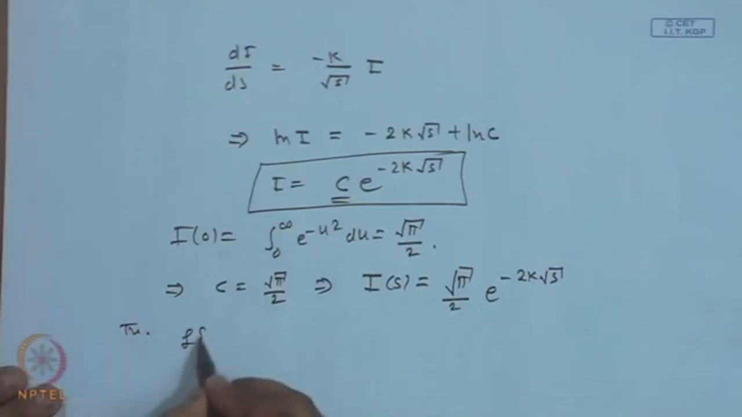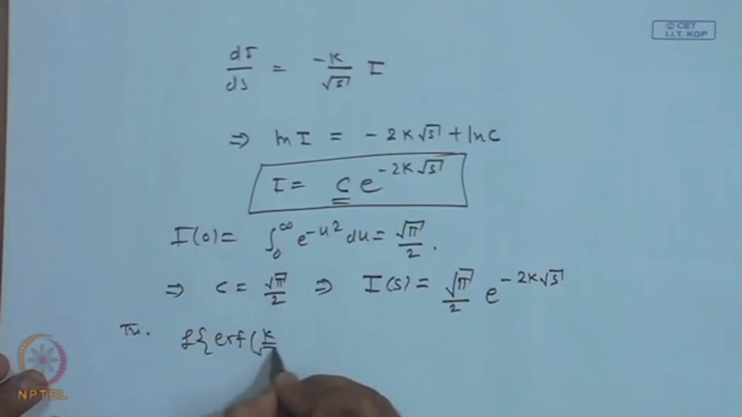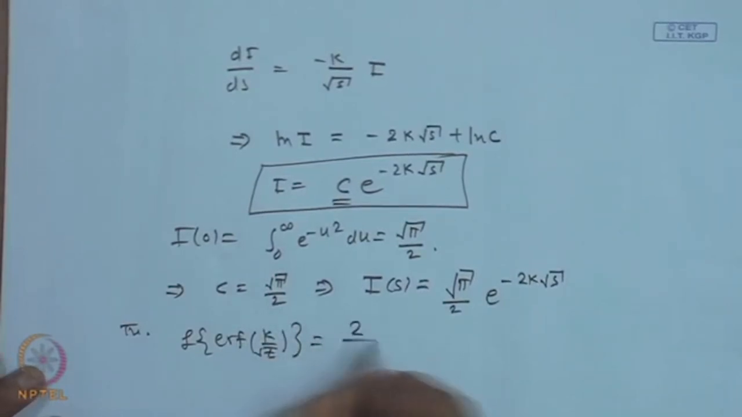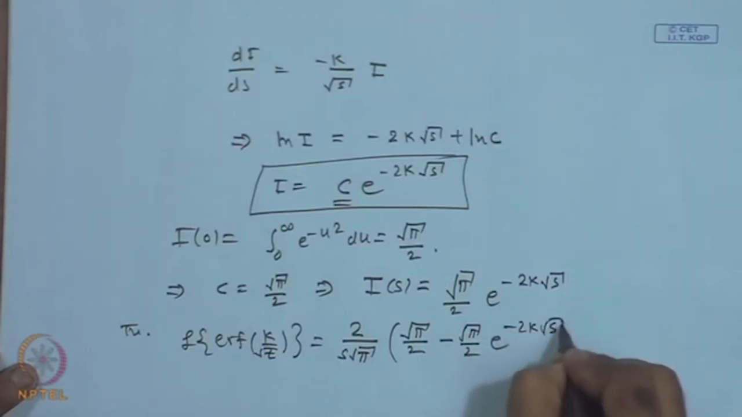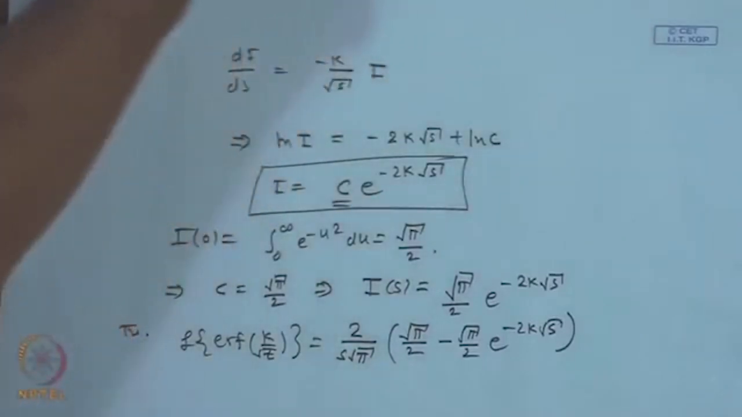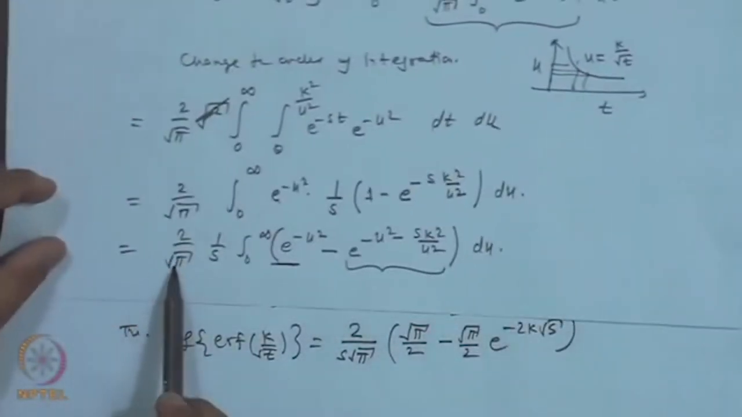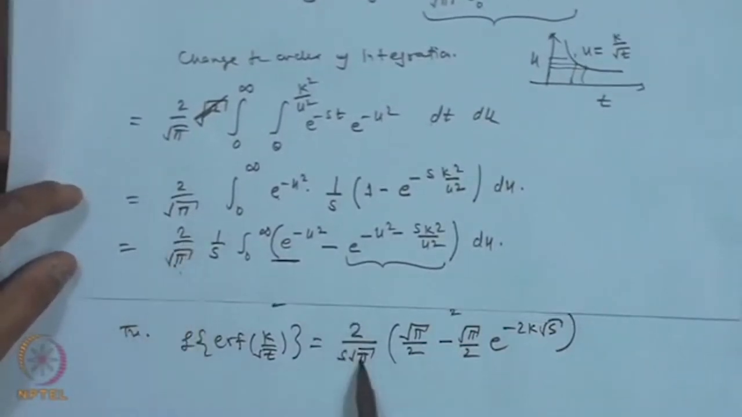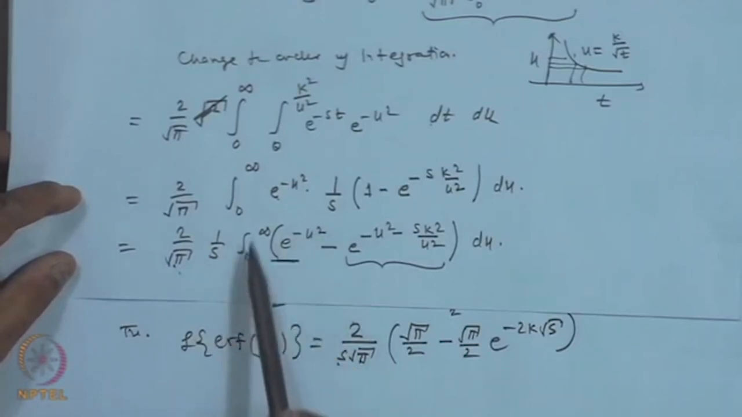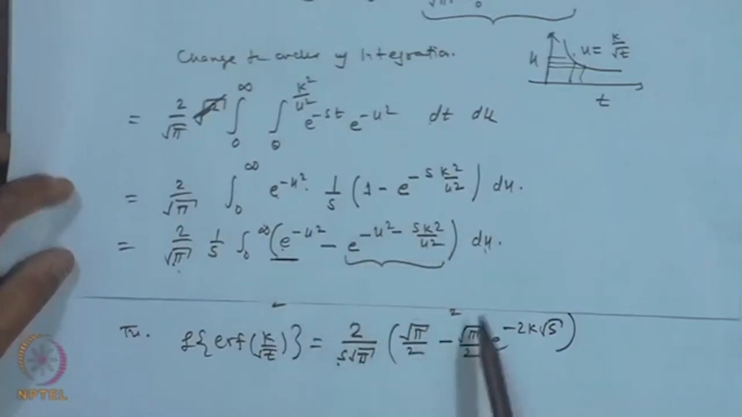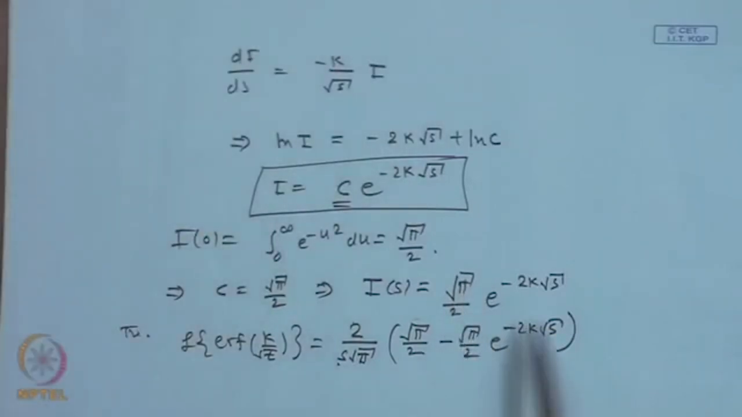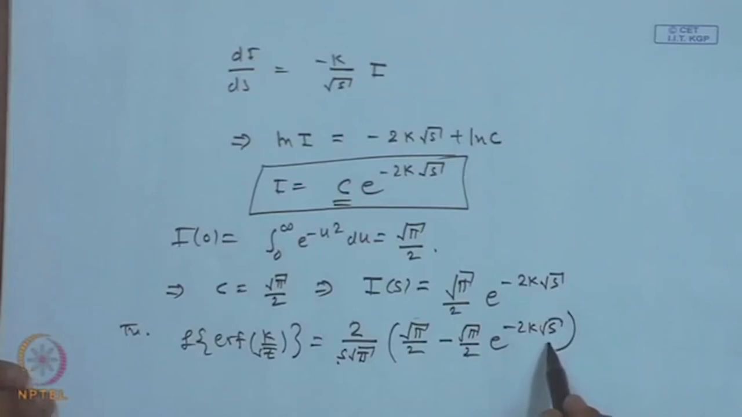So, then the Laplace transform of the error function of k over square root t will be 2 over square root pi, and 1 over S, times square root pi over 2 minus square root pi over 2 e to the power minus 2 k square root S. So, this was the error function and we have 2 over square root pi sitting there, 1 over S, and the integral value 0 to infinity e to the power minus u square du will be square root pi over 2, and minus this integral we have evaluated, square root pi over 2 and e to the power minus 2 k square root S.